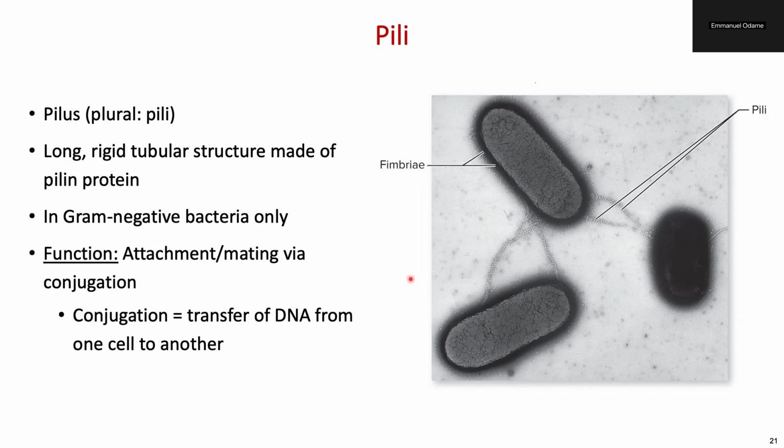Conjugation basically means transfer of DNA from one cell to the other. So for example, let's say this cell is mating with this one, it's transferring its DNA to this one, and this one is transferring its DNA to that one.